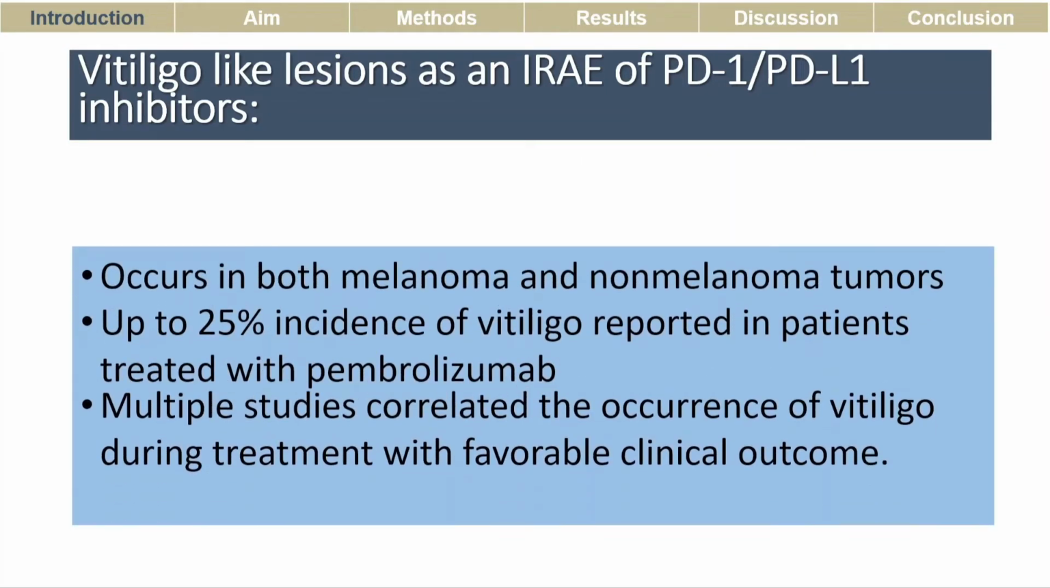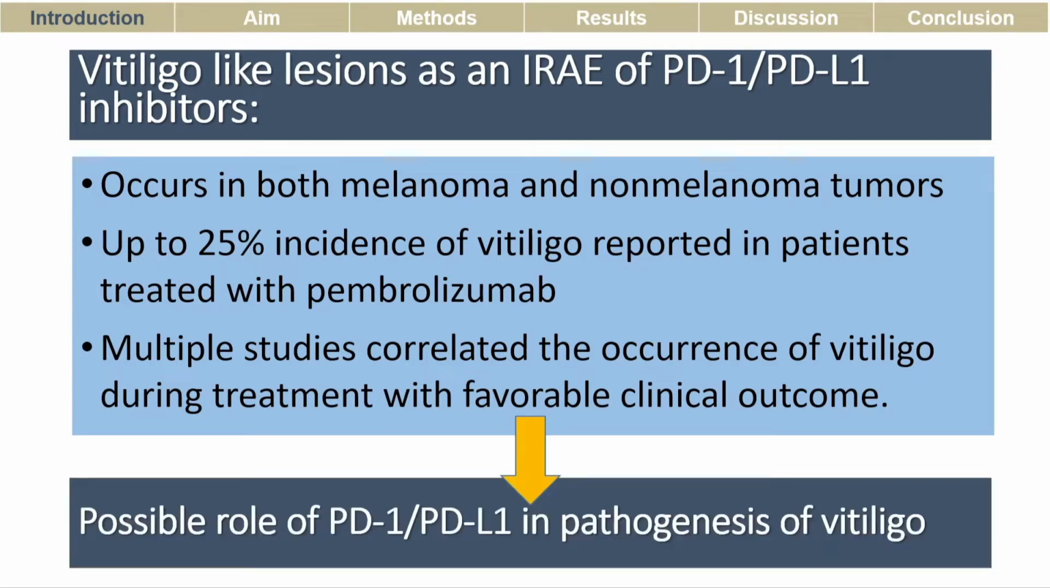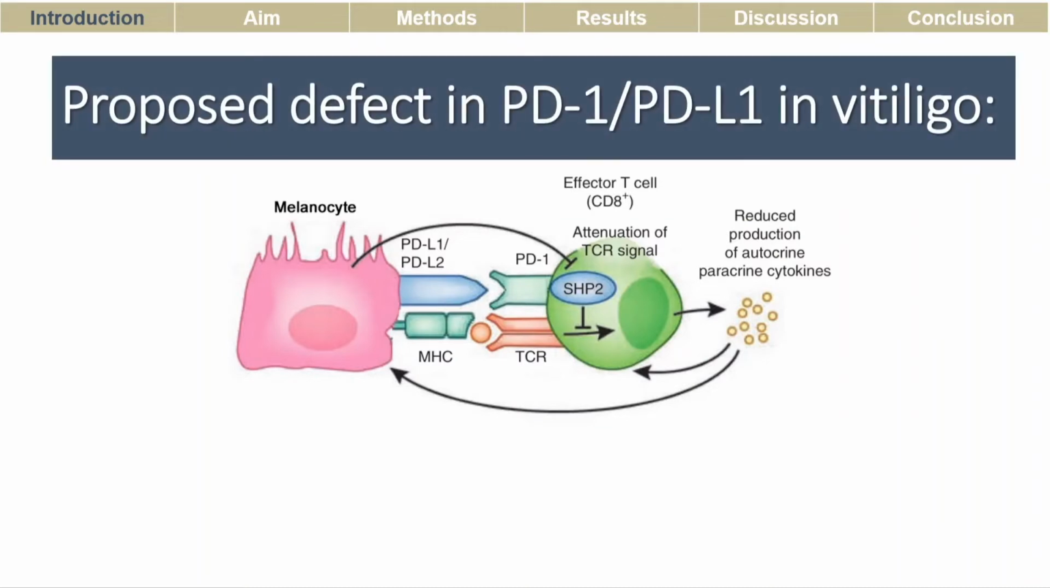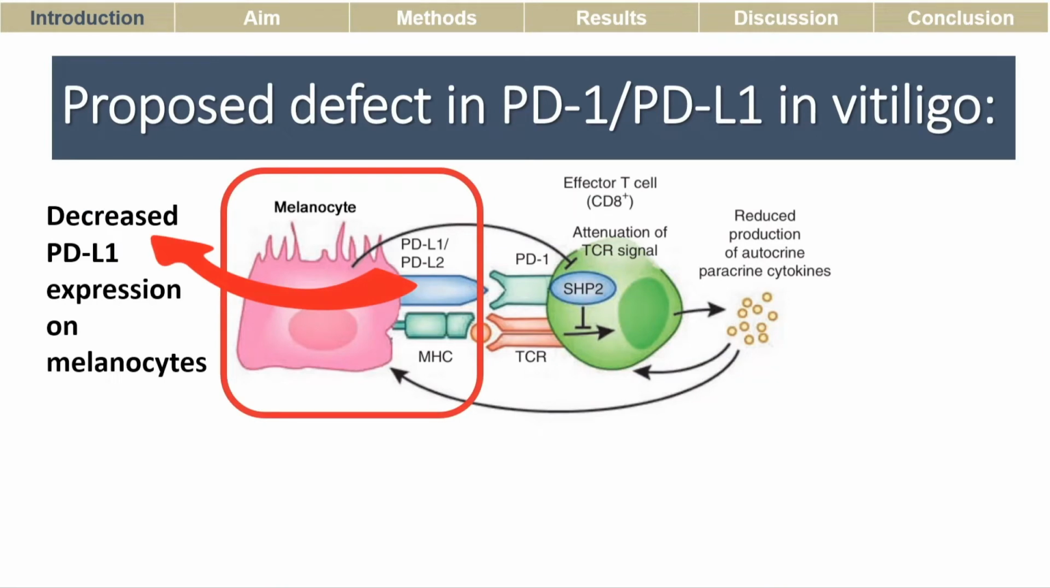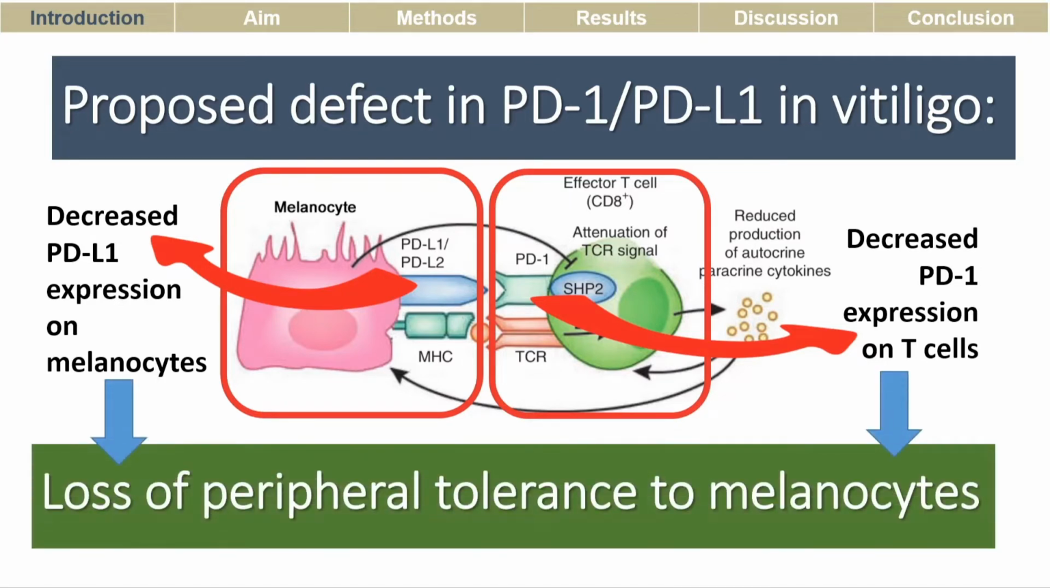They occur in both melanoma and non-melanoma tumors, with up to 25% incidence of vitiligo-like lesions reported in patients treated with pembrolizumab. Multiple studies have correlated the occurrence of vitiligo during treatment with favorable clinical outcome. These facts strongly point to a possible role of PD-1 in the pathogenesis of vitiligo. We can expect either reduced PD-L1 expression on melanocytes or reduced PD-1 expression on effector T cells. Both would lead to a decreased peripheral tolerance for melanocytes.